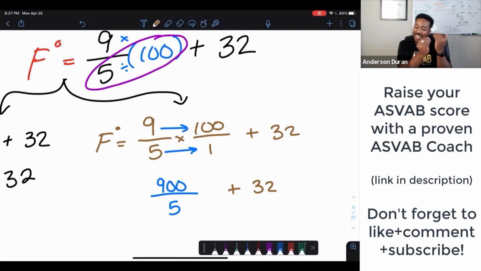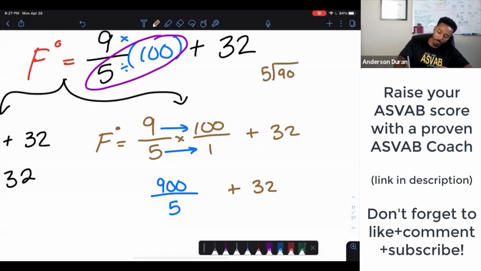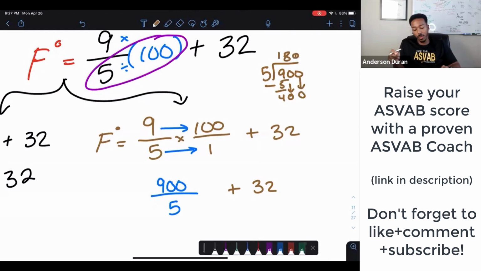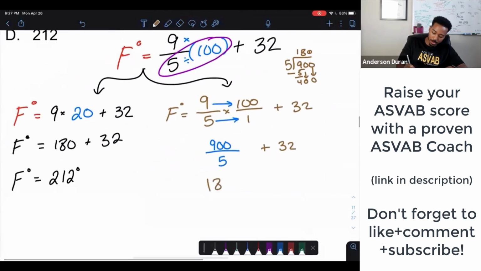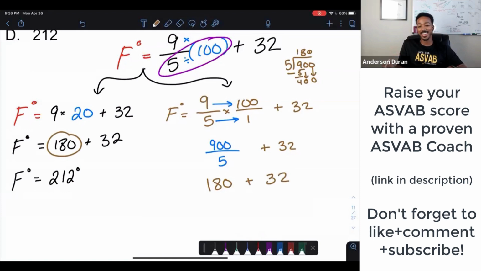And so hopefully that kind of sort of maybe makes sense with somebody there. But watch this. If we do 5 into 900, we get 1, 8, 0. And so we got 180. And does that look familiar to anybody? I hope it does, because we're right there, back at it. And then 180 plus 32. What does that give us, everybody?